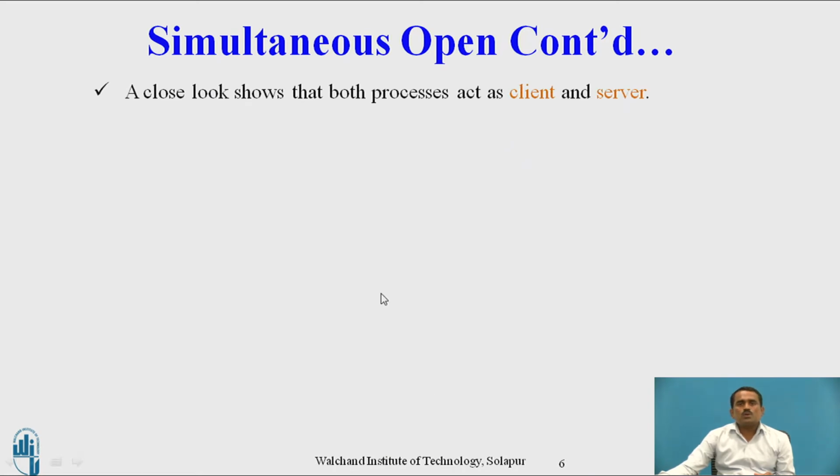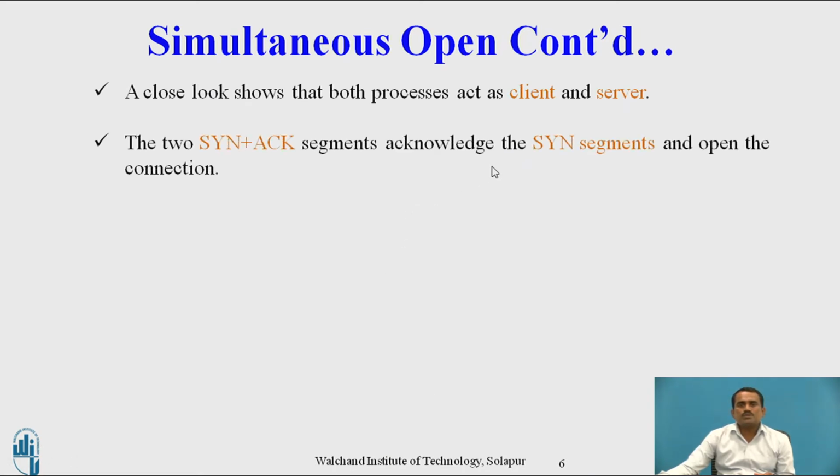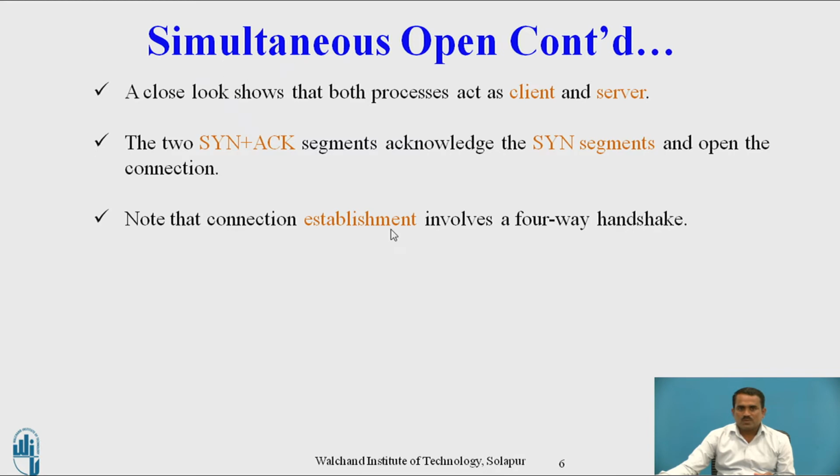A closed loop shows that both processes act as a client and server. The 2 SYN plus ACK segments acknowledge the SYN segments and open the connection. Whatever we have discussed in the above diagram, the concept is there.